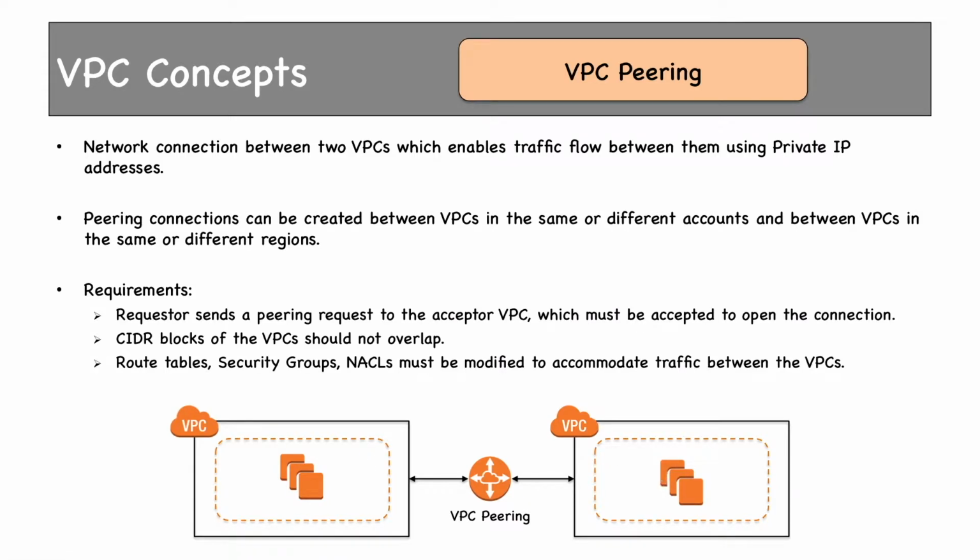Few requirements. Requester sends a peering request to the acceptor VPC, which must be accepted to open the connection. CIDR blocks of the VPC should not overlap. Route table, security groups and NACLs must be modified to accommodate traffic between the VPCs. Route tables are very important while configuring peering connections. We'll look at some scenarios in future slides. Let's see a demonstration now.